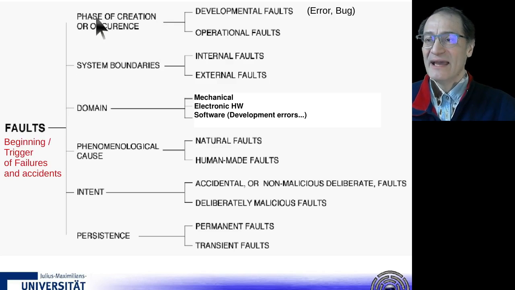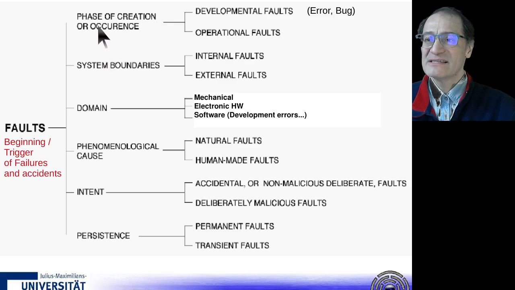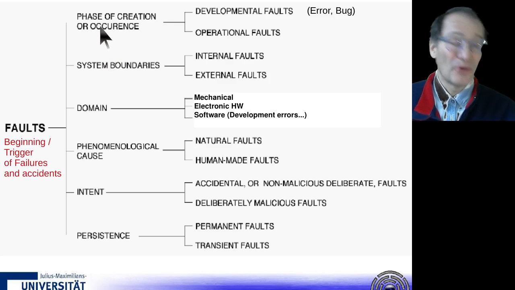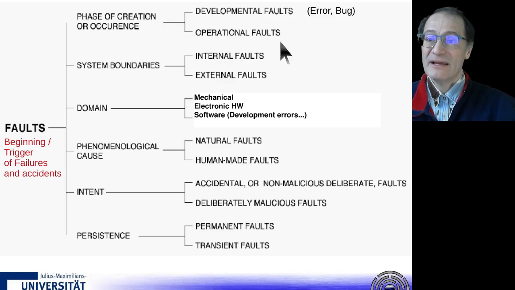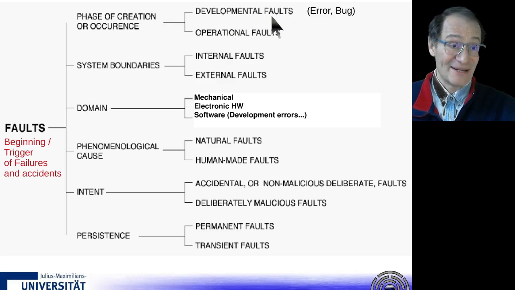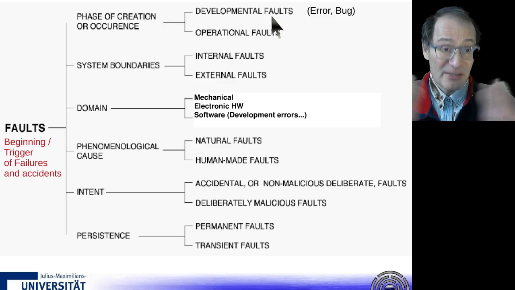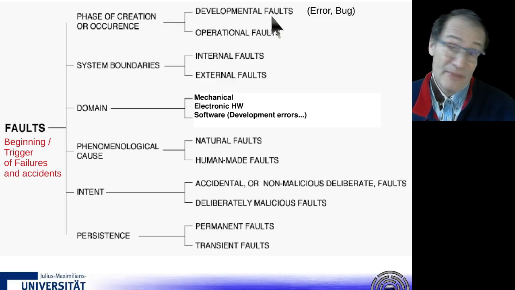Okay, first let's see the causes, or the different parameters of faults. First, phase of creation, or when the fault begins. It can be from the beginning there, if it is a development fault. So from the beginning it was there, but it was not visible, until some circumstances arrive, then this fault will be visible, and then we have the failure and maybe the accident.